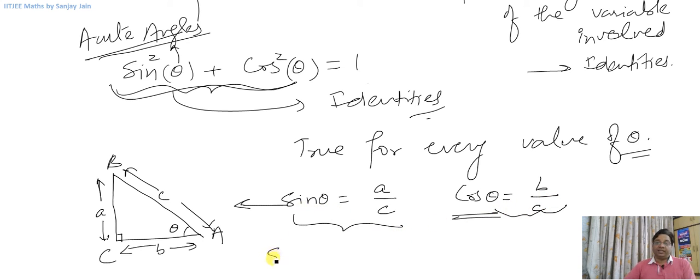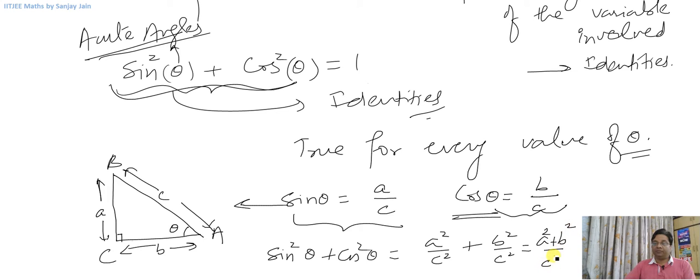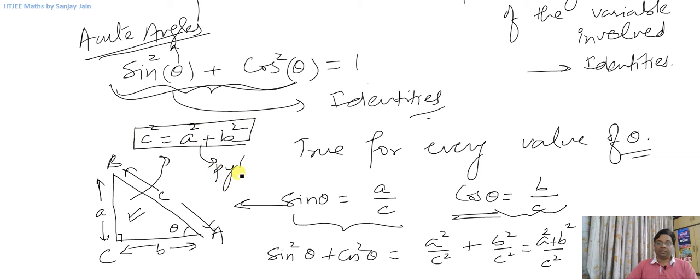Now if I square and add these, then sine square theta plus cos square theta will be equal to a square by c square plus b squared by c squared, which is equal to a squared plus b squared divided by c square. Now this is a right angle triangle, so we can apply Pythagoras theorem in this triangle. What does Pythagoras theorem say? That hypotenuse square, that is c squared, is equal to the altitude squared plus base squared, right? So this is what Pythagoras theorem says.